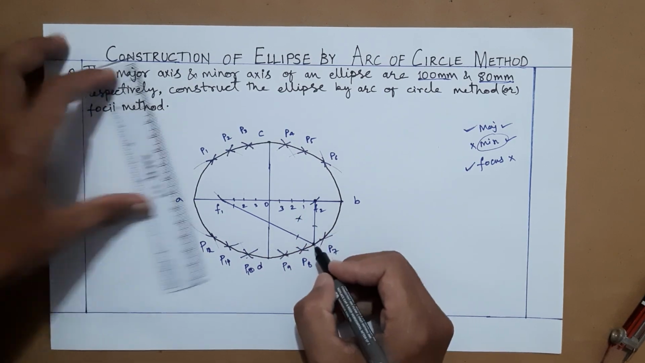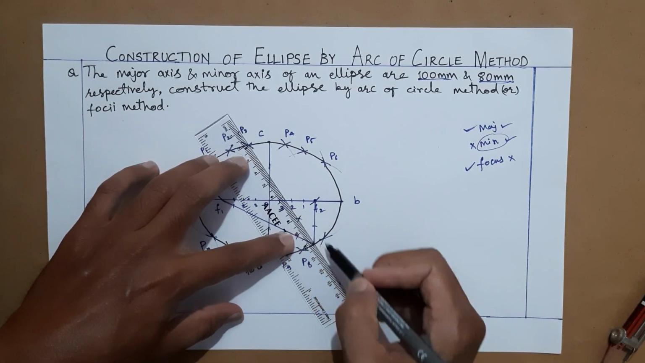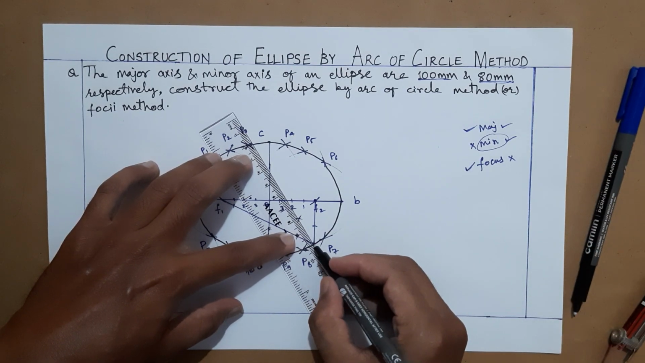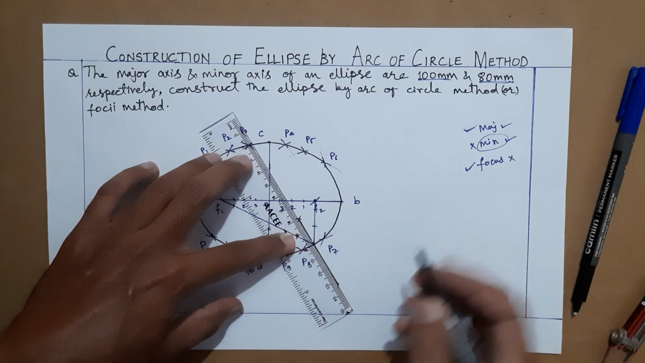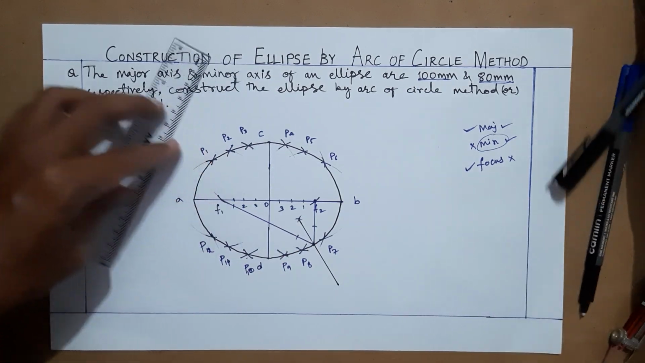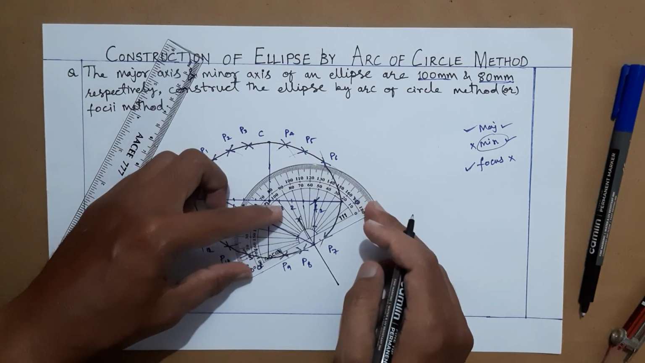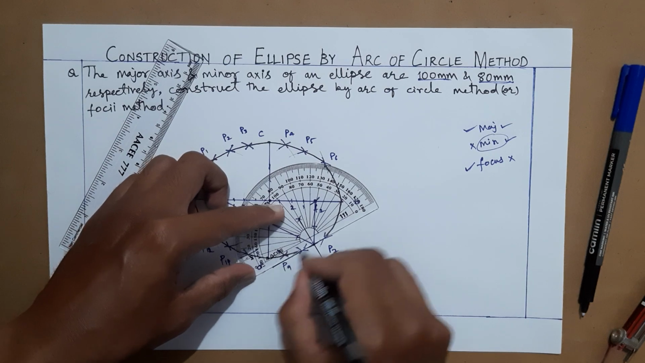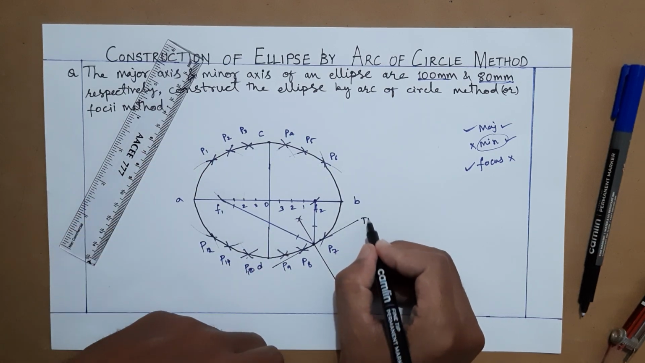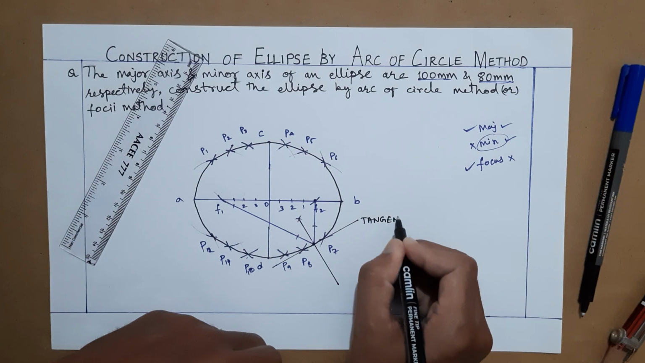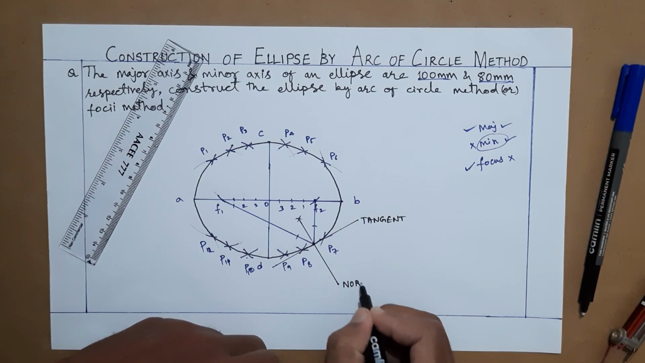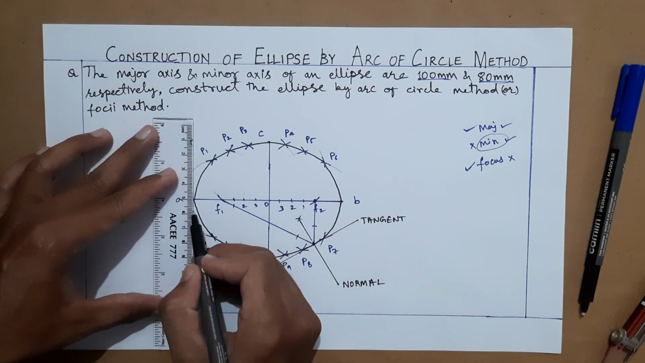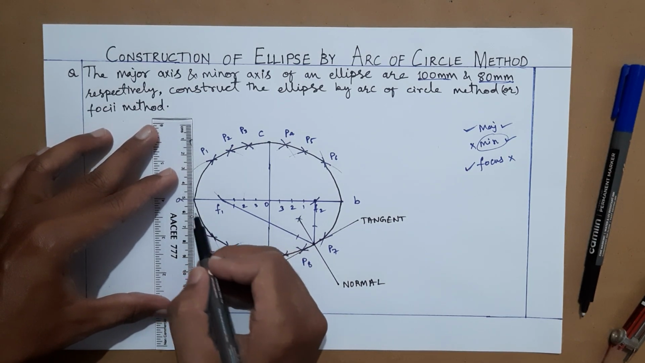So now this is the center, this is a point. Join them and extend outside. So that will be your required normal. Perpendicular to this normal from the same point will give you the required tangent. So this is the tangent, this is the normal.